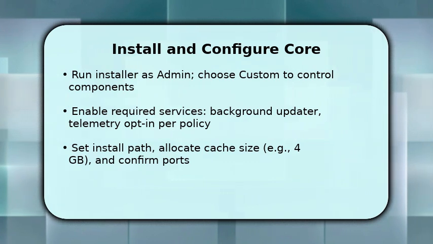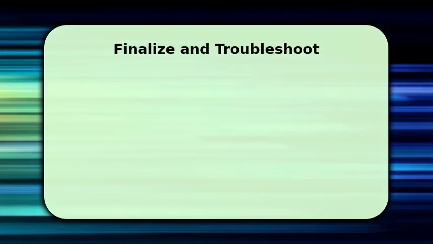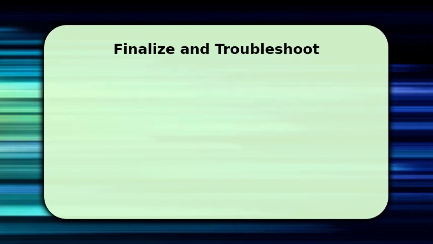You finalize by activating the product. Enter your license key, sign in, and confirm activation status so features unlock. Once activated, run the initial update and open a sample project to verify functionality. This catches missing dependencies early.